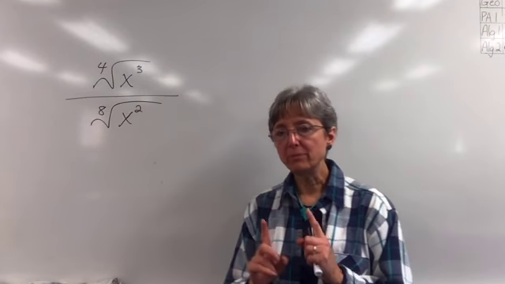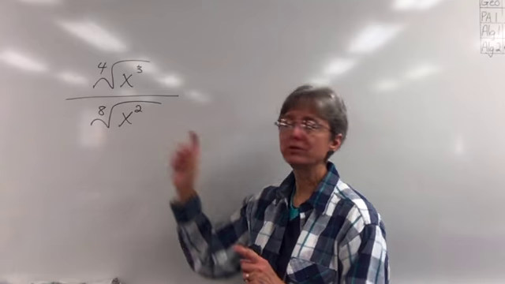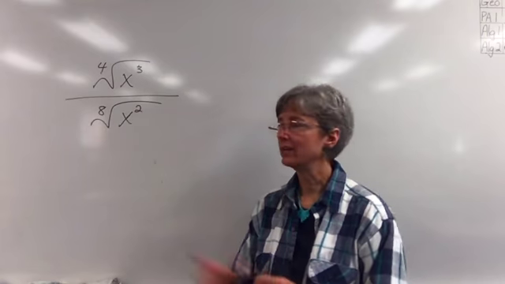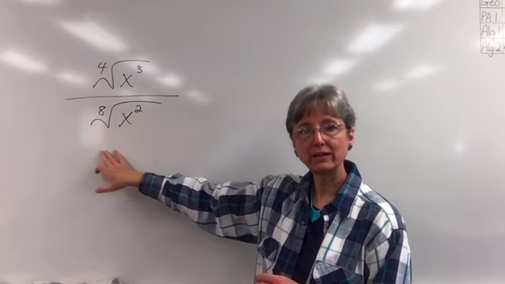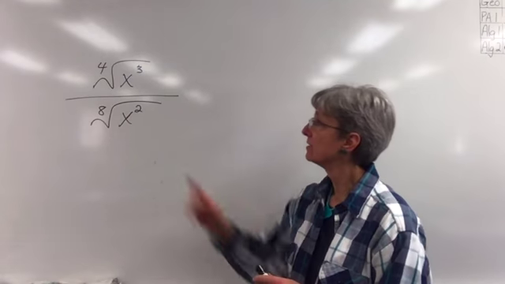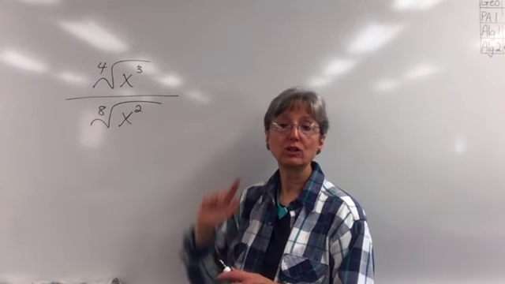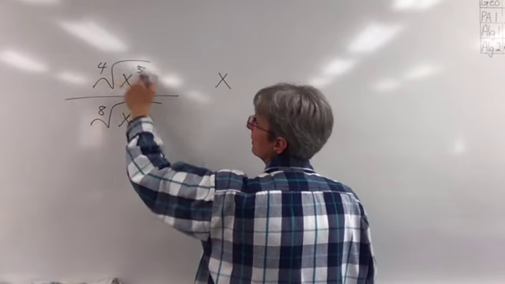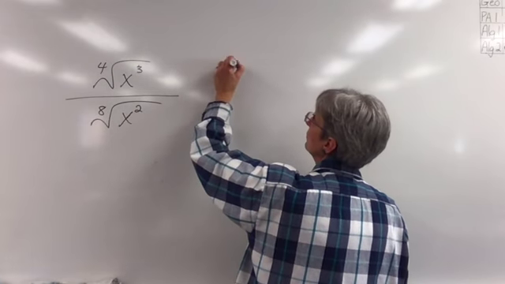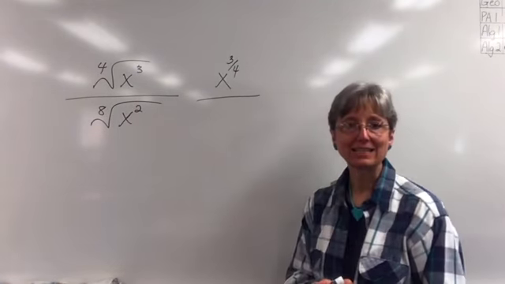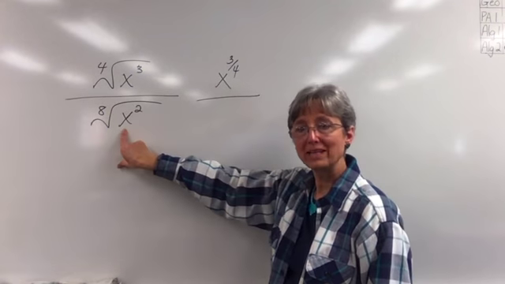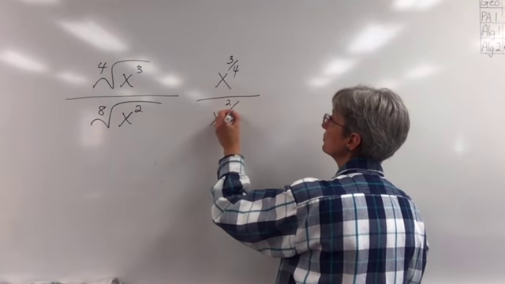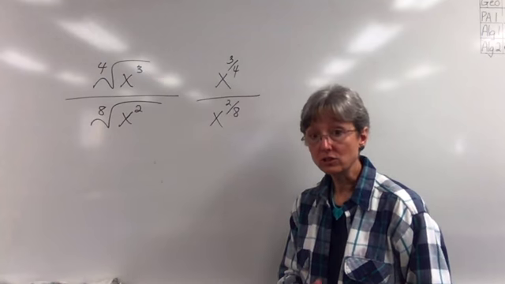But notice both of them have the same radicand. They're both dealing with x. So since they both have that same variable, let's try to simplify it by changing this from radical form to exponential form. So this, the 4th root of x cubed, becomes x to the power of, remember, the power over the root, 3 over 4. So my numerator is x to the power of 3/4. My denominator has a power of 2 and a root of 8, so it's x to the power of 2 over 8.